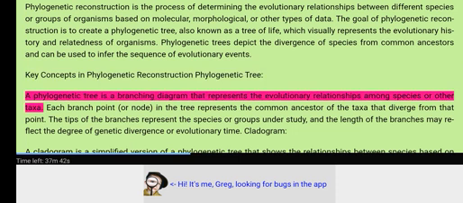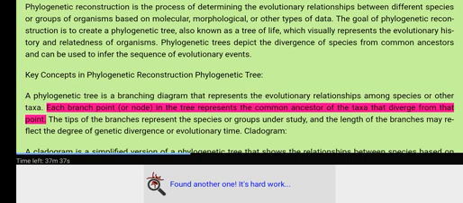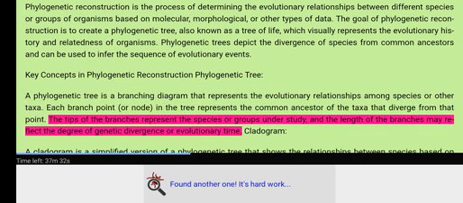Phylogenetic tree. A phylogenetic tree is a branching diagram that represents the evolutionary relationships among species or other taxa. Each branch point or node in the tree represents the common ancestor of the taxa that diverge from that point. The tips of the branches represent the species or groups under study, and the length of the branches may reflect the degree of genetic divergence or evolutionary time.